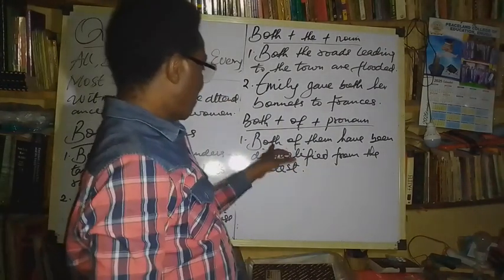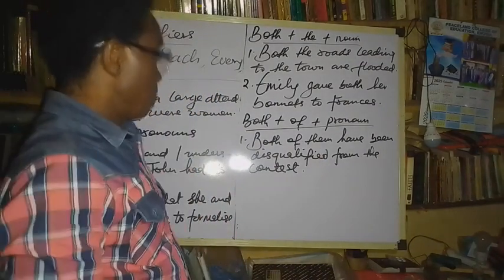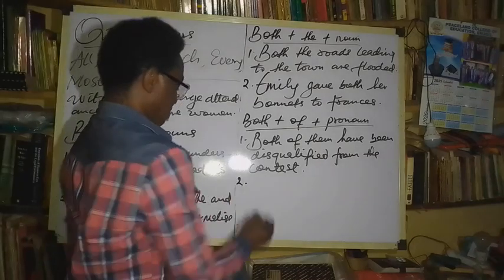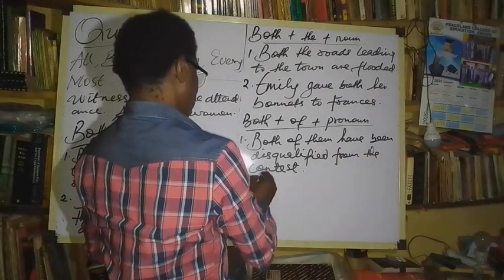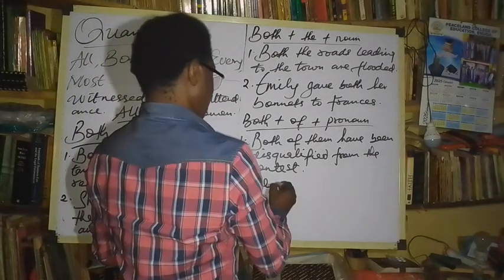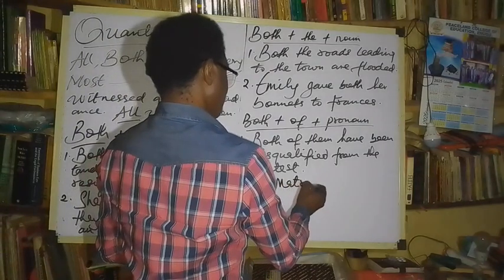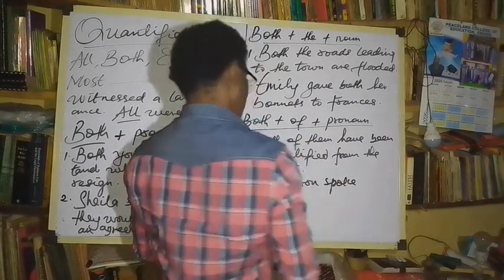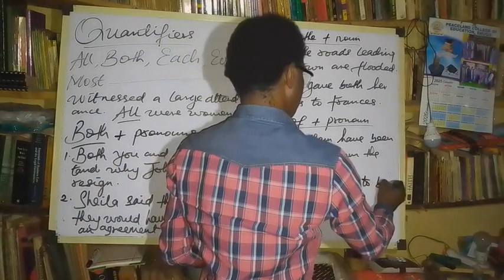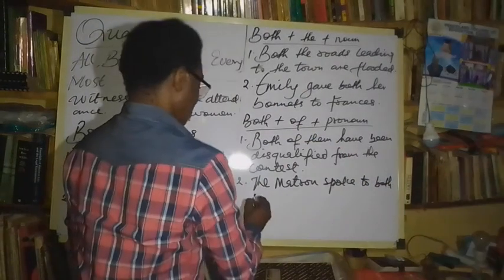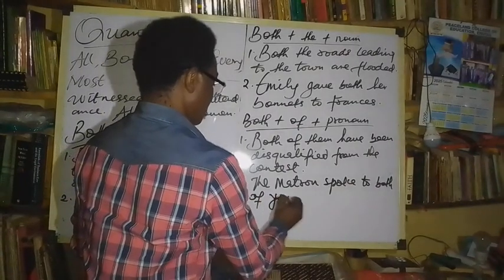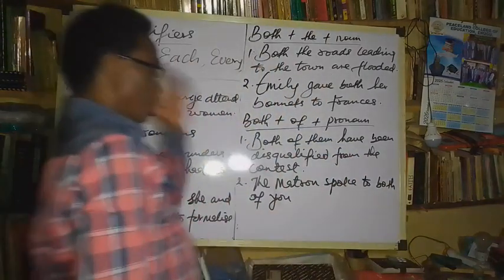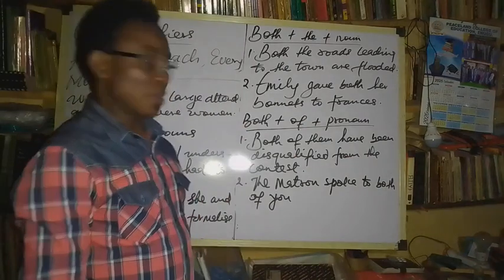It says, both of them, that is both plus of and the pronoun them. Both of them have been disqualified from the contest. Number two, the matron spoke to both of you.